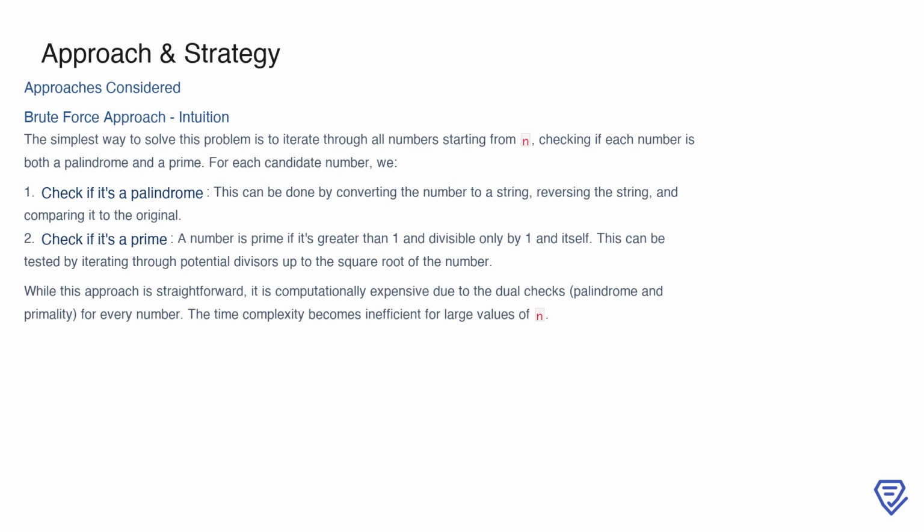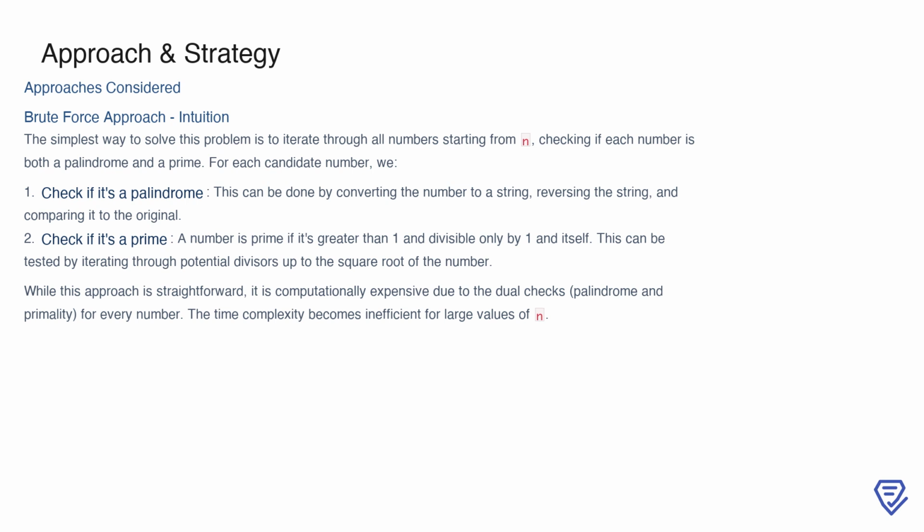Here, we start from the given number n and examine each subsequent number to determine if it meets two criteria, being a palindrome and being a prime number. First, to check if a number is a palindrome, we convert the number to a string, reverse the string, and compare it to the original. Second, to determine if the number is prime, we verify that it is greater than 1 and that no integer from 2 up to its square root divides it evenly.